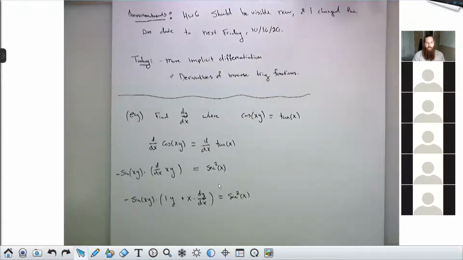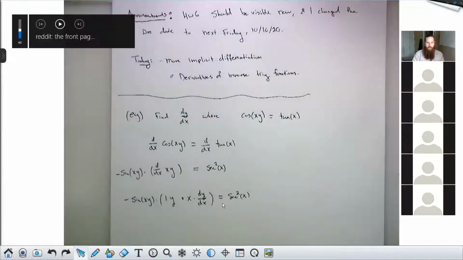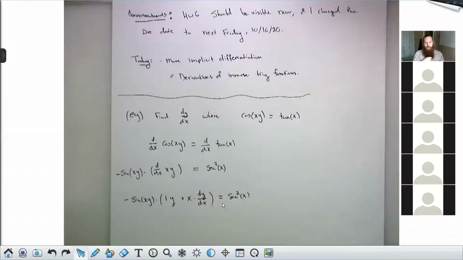Now there's some extra steps that we need to do from here in order to find dy dx, because I've got all this other stuff going on. So from this step, you would think of this as an algebra problem where your goal is now to solve for dy dx. So if I want to solve for dy dx, what would be a good first step? Think of dy dx as a variable that I want to solve for. Divide both sides by negative sine xy. Yeah.